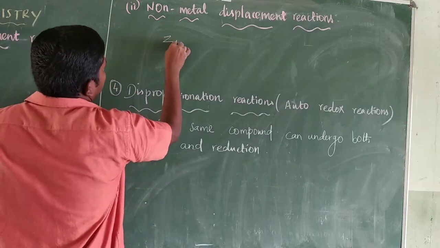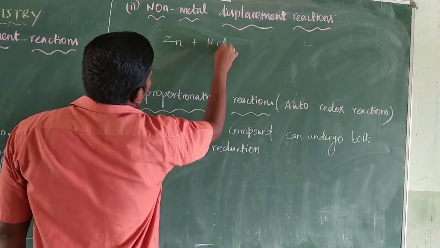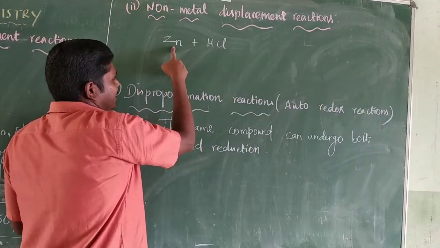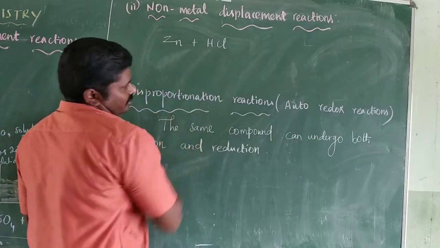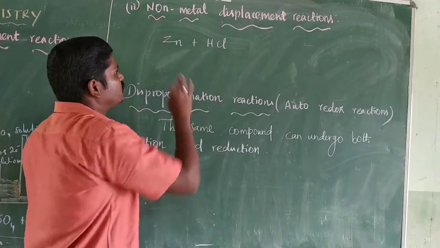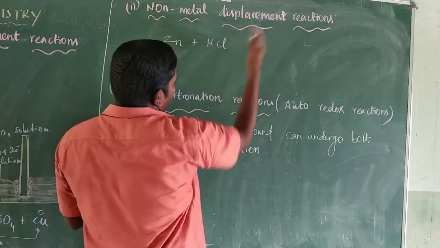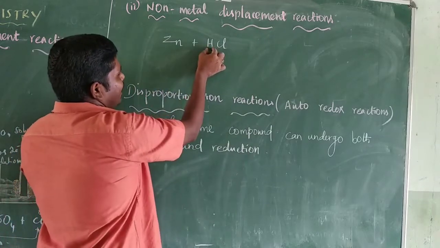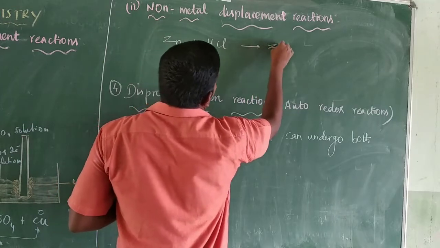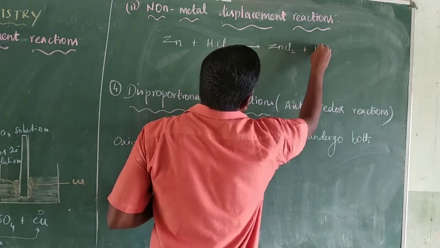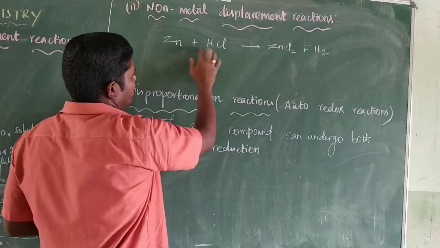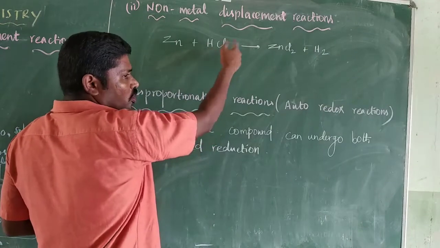The example, zinc reacts with hydrochloric acid. The zinc metal replaced hydrogen. Zinc is a metal, hydrogen is a non-metal. So metal to non-metal, so non-metal displacement reaction. This reaction displaces a non-metal. It gives zinc chloride and hydrogen.